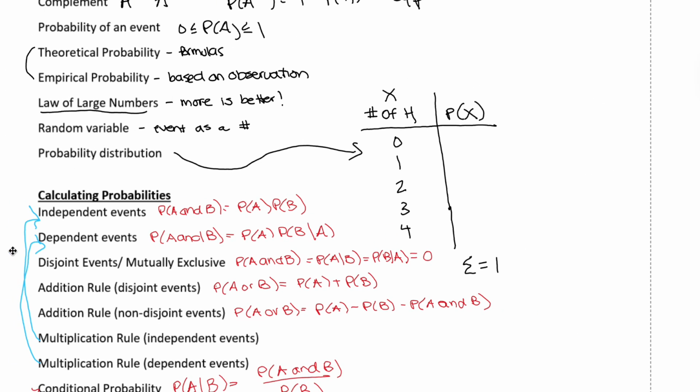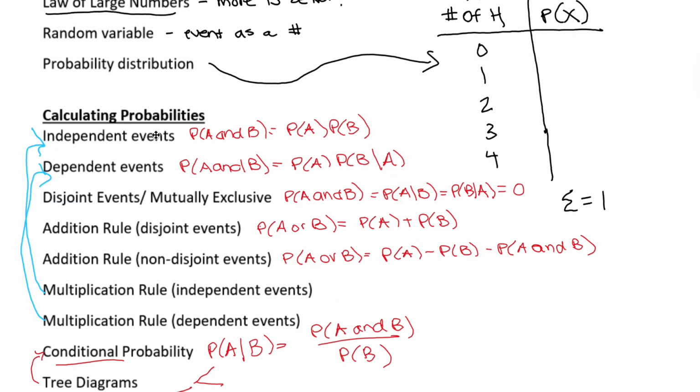So moving on to calculating probabilities. Independent events: if we are trying to find, for example, the probability of A and B, and A and B are independent of each other, which means they are not going to affect each other, right? Their outcomes won't impact the others' outcome. Then we simply multiply them together. If they're dependent, then we're going to use the probability of A times the probability of B given A. This straight bar right here means given.